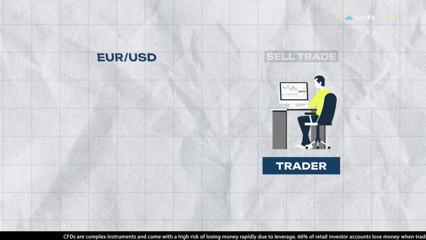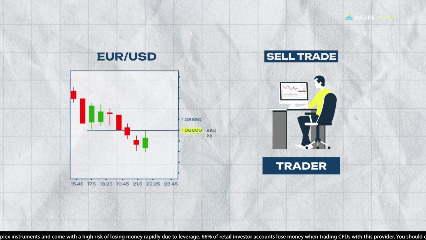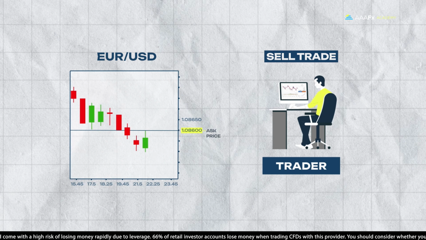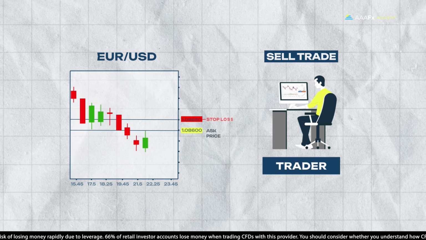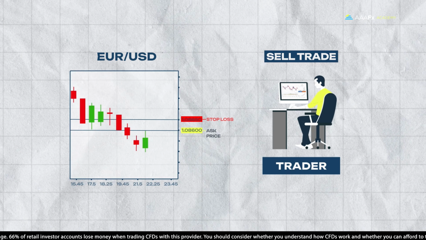In the case of a sell trade, the stop loss order is set at a price higher than the market ask price. When the stop loss is triggered, the trade closes at the assigned stop price or higher. For example, if the current ask price is at $1.08600, the stop loss order can be placed at any price higher than the current ask price to ensure the trade closes within the set limits.